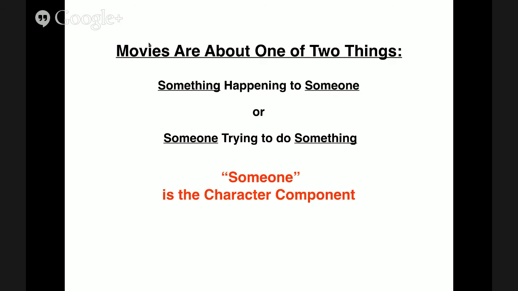The someone is the character component. Go with me on this. The someone is the character component, the protagonist in our movie. And the something is the plot component. Okay? Now, I don't see feedback, so I'm going to let this sink in for one more minute, not even a couple of seconds, and just keep this in mind. Something happening to someone or someone trying to do something. Every movie. Okay.